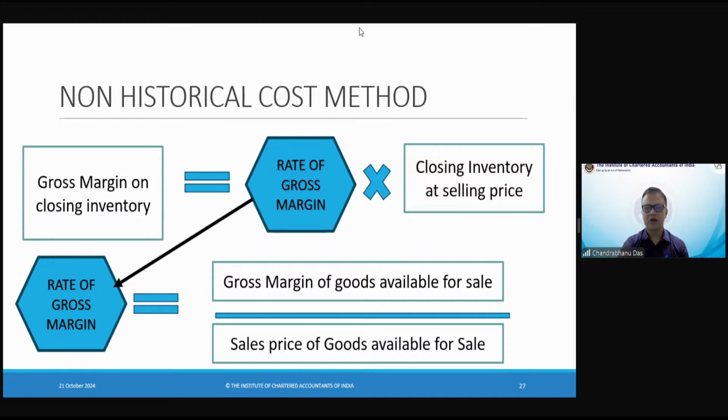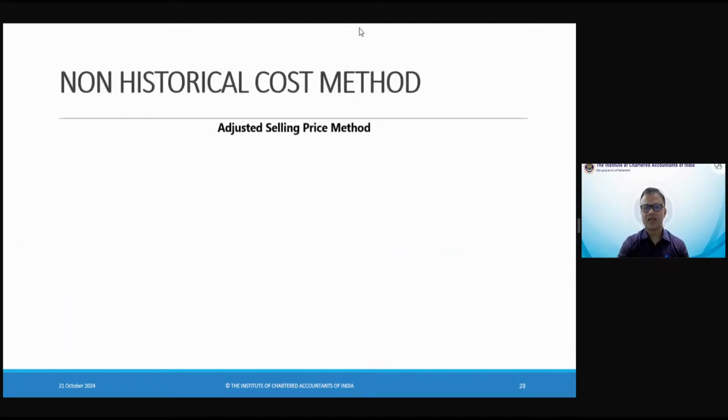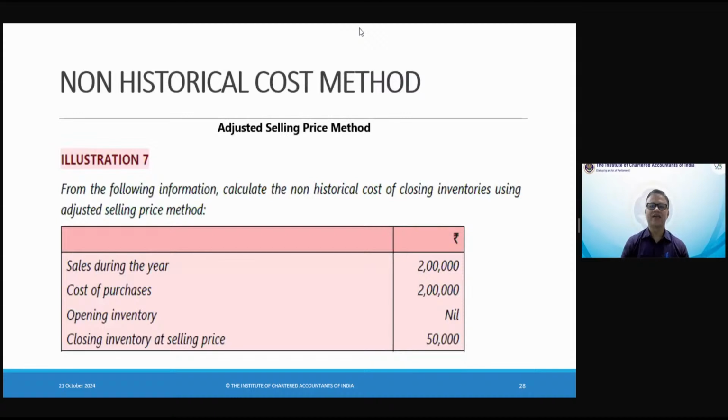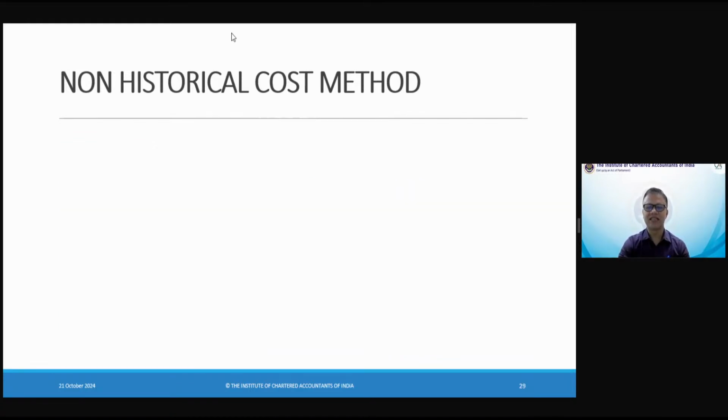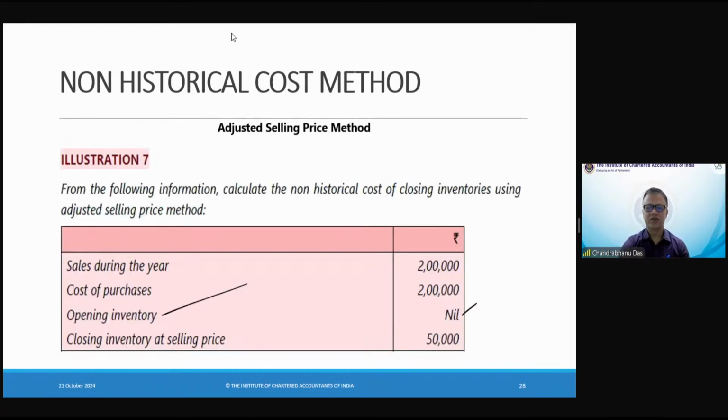I hope up to now the concept is clear. Then we can see how this concept can be used in this illustration 7, where you have to calculate the non-historical cost of closing inventories using the adjusted selling price method. Here the opening inventory is given as nil, and you have been given the sales during the year.